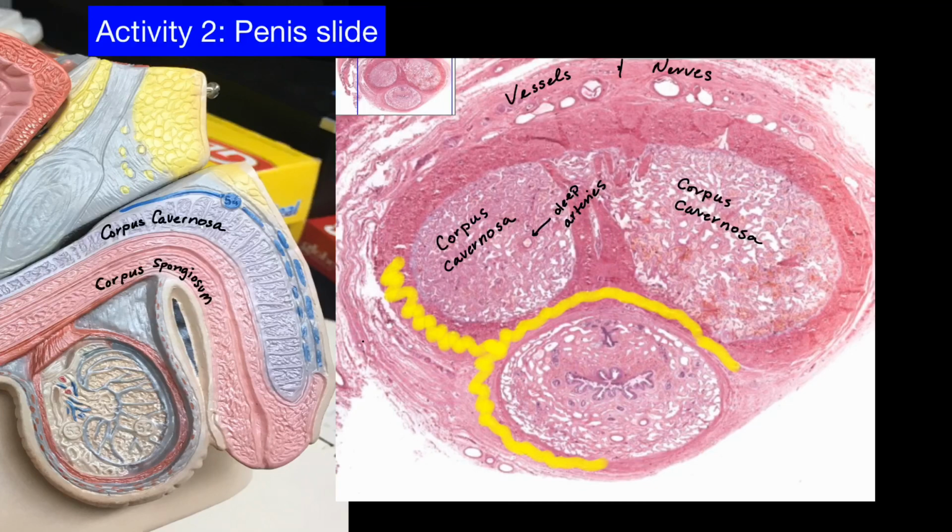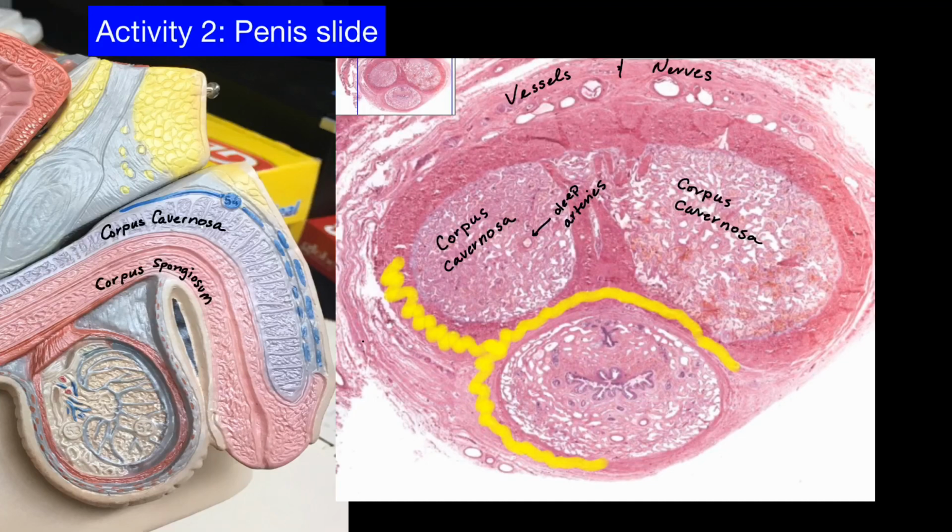So ventrally, we have just a singular tube called the corpus spongiosum. This is also made up of erectile tissue, similar to what we have in the corpus cavernosa, but the difference is that it does not become as turgid or inflated as what happens on the two dorsal tubes. And that's because we have to make sure that the opening for the semen to pass through isn't completely constricted.